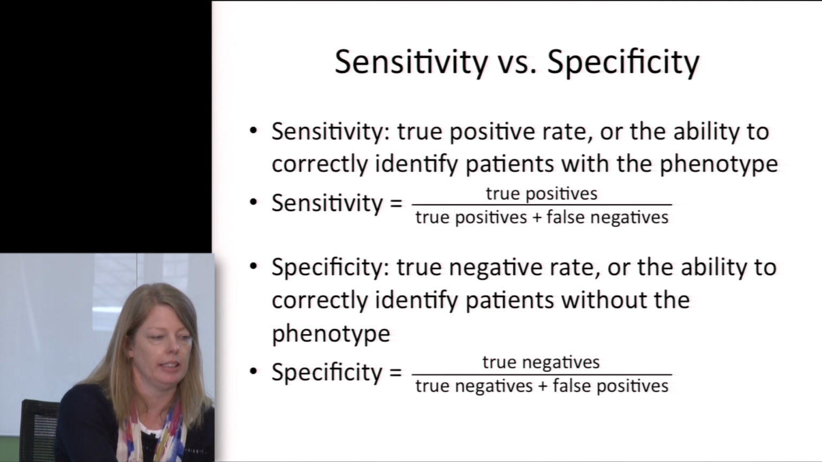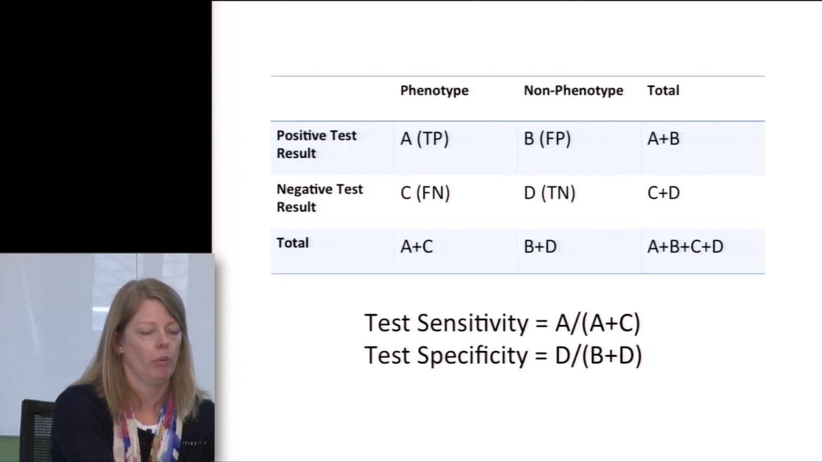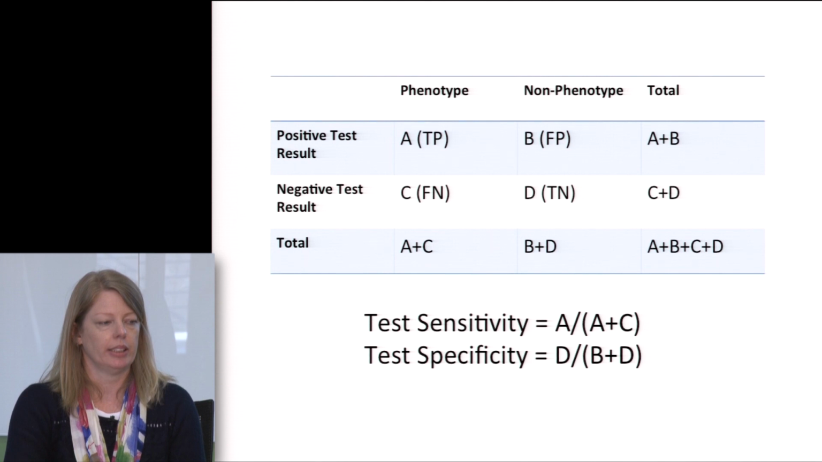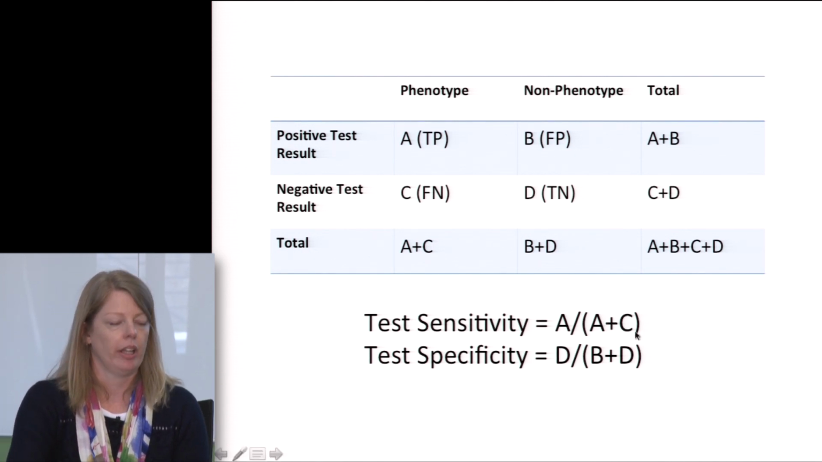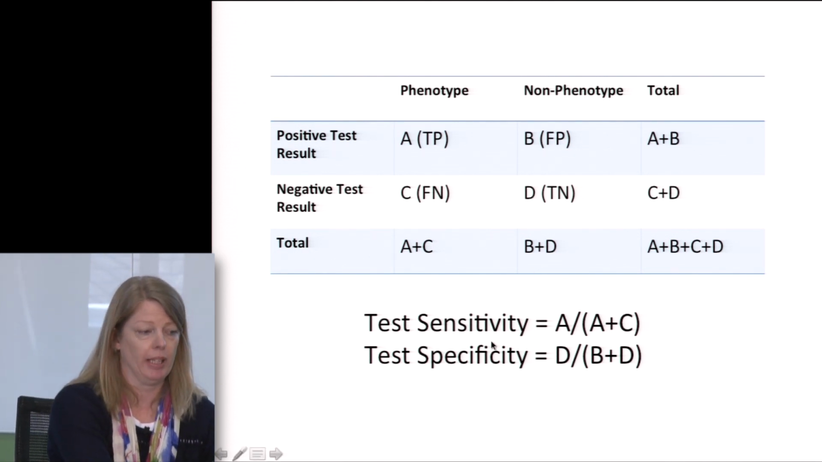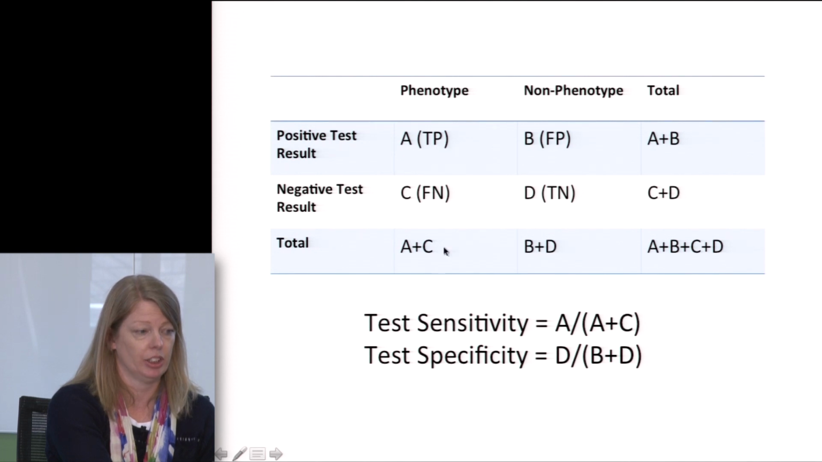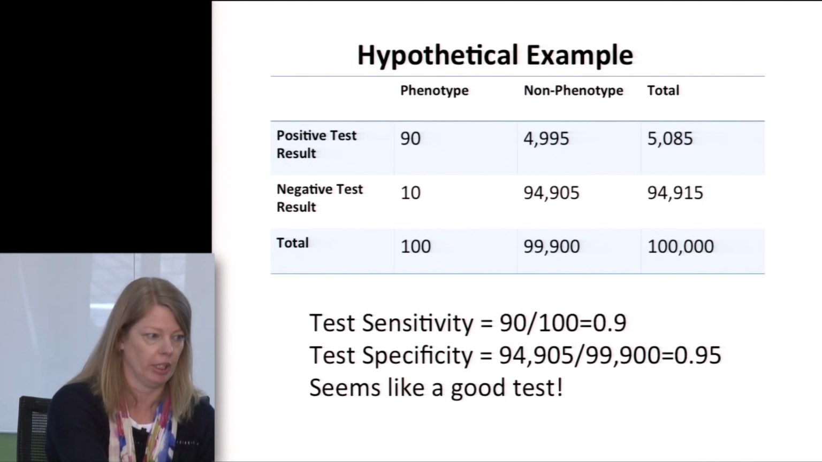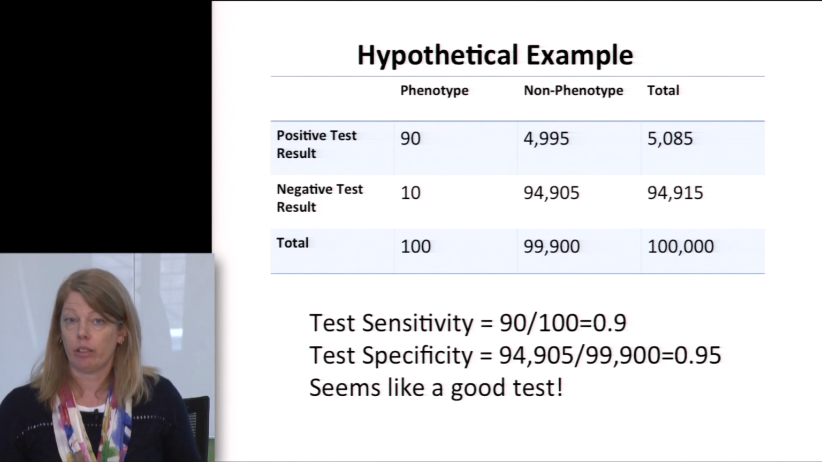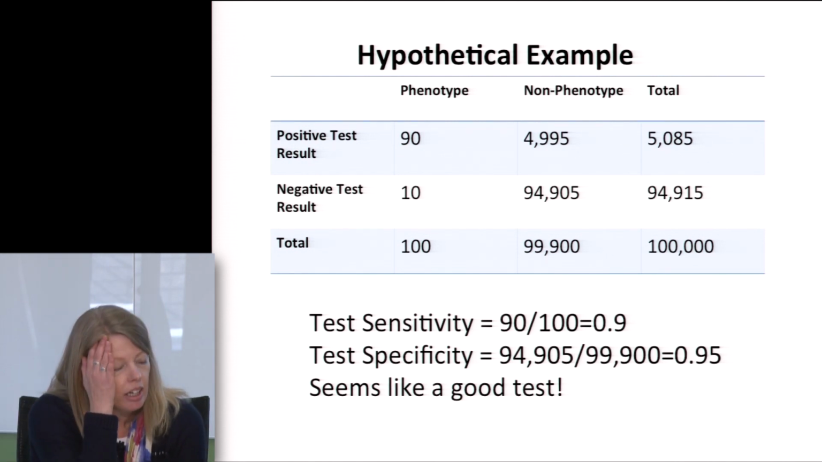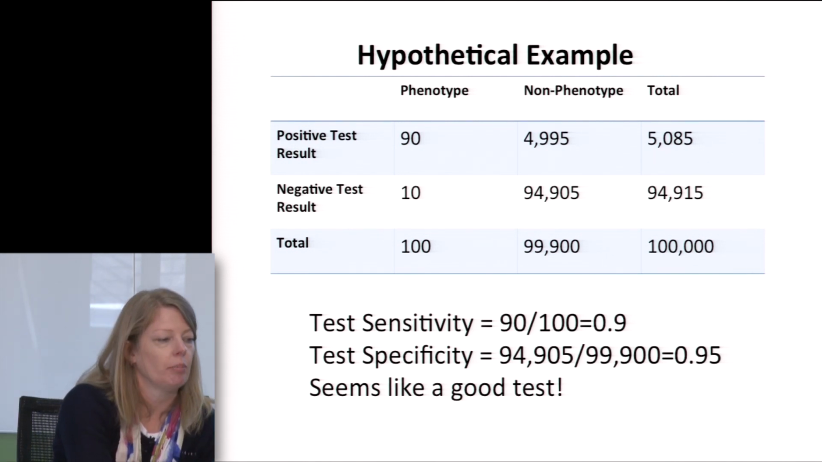I'm going to show you these formulas referring back to the grid. So remember our grid with true positives, false positives, and so forth. Basically, if you set the grid up like this, the sensitivity is just A over A plus C, and specificity is D over B plus D. I'm going to give you an example here of what I'm talking about. Okay, this is a hypothetical example. Let's say we have these numbers.